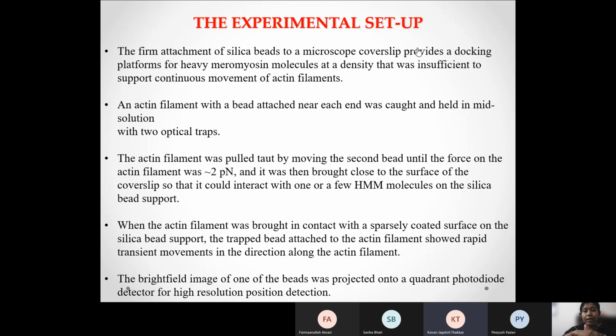And instead of looking at the forces generated by one heavy meromyosin, you'll be looking at forces generated by multiple heavy meromyosins. That's not your idea. So low numbers have to be added there. So then you have this caught in the middle.